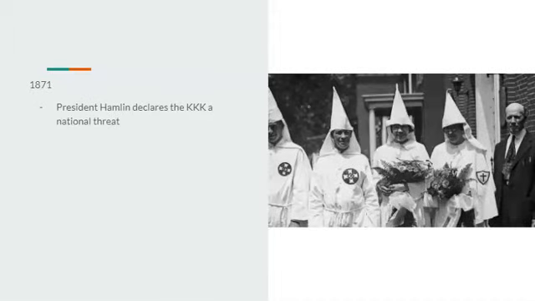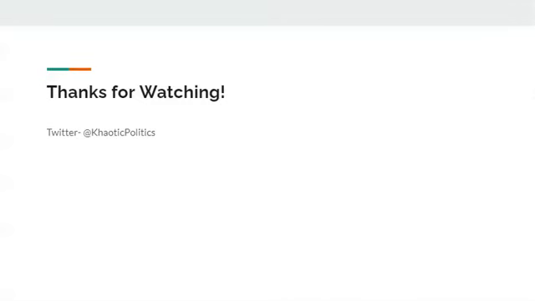In 1871, President Hamlin, that's a different series you can go check out on my channel, declares the KKK a national threat after they break out and start killing Black people. So he would declare them a national threat. And so the KKK is essentially like a terrorist group in the country, and still is to this day.